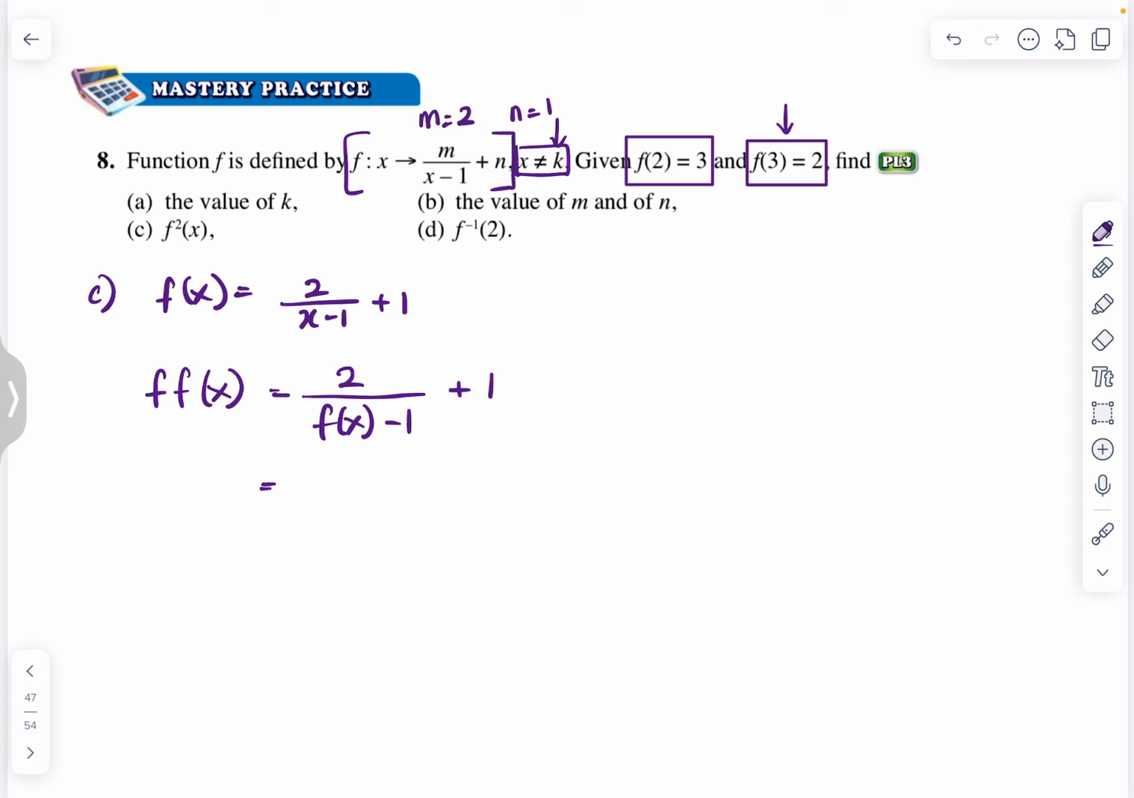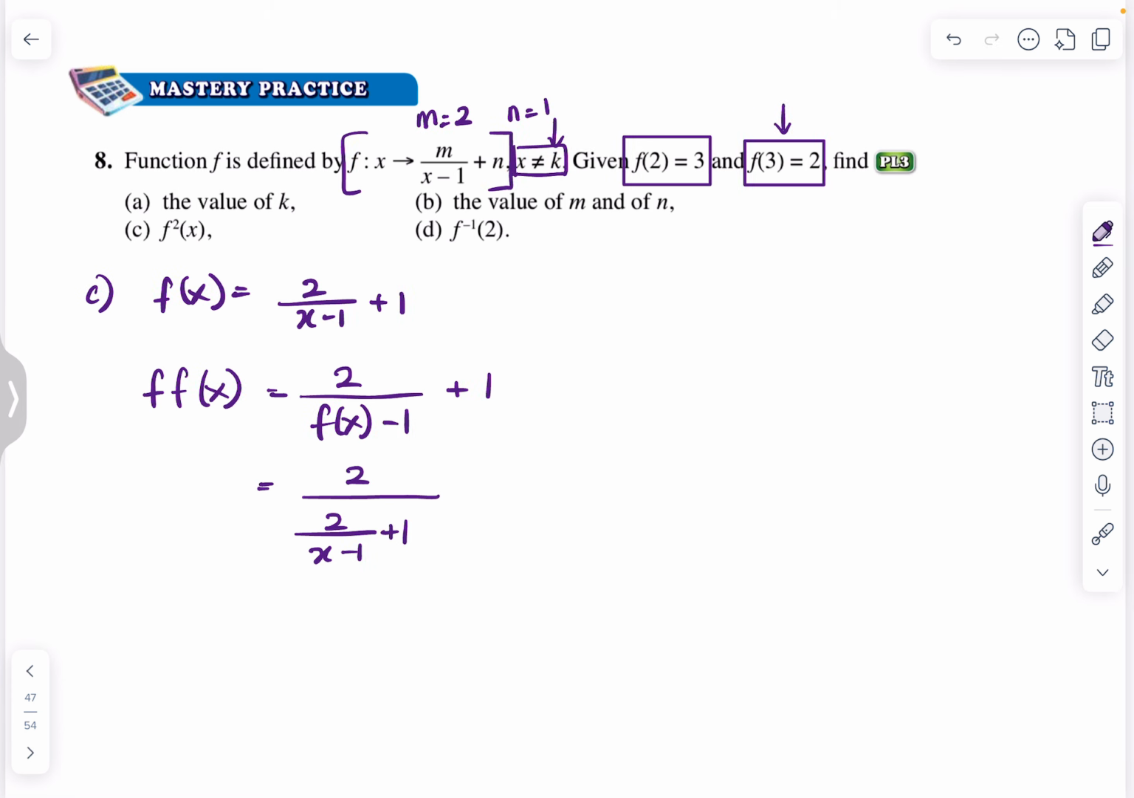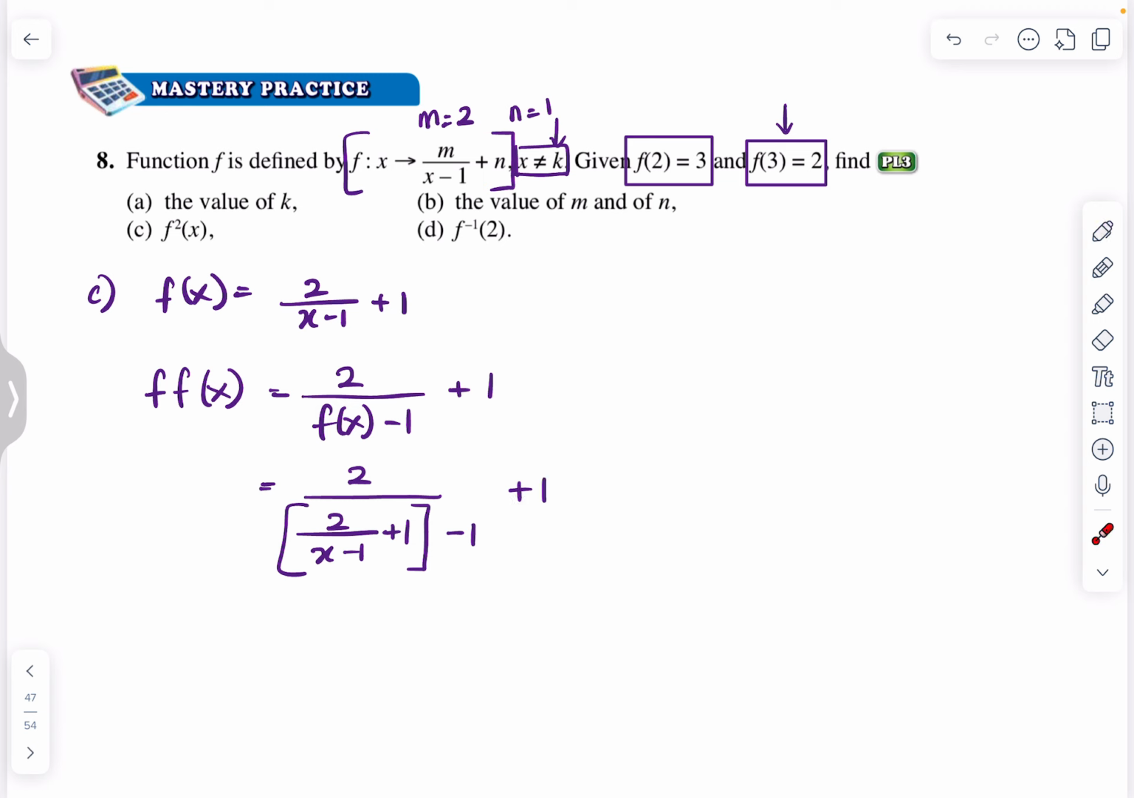Okay, so now we can sub in the f(x) into the f(x). 2 over x minus 1 plus 1, this is our f(x), minus 1, plus 1. So what I did was, we subbed in the whole f(x) into this f(x). So this is the f(x) inside the f(x). Now we have to rationalize it, like we have to make it proper.